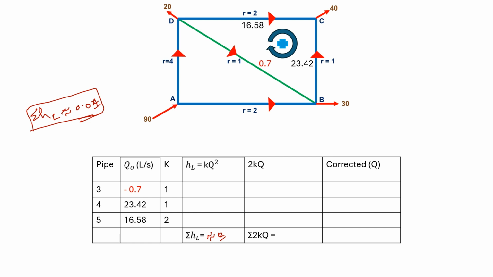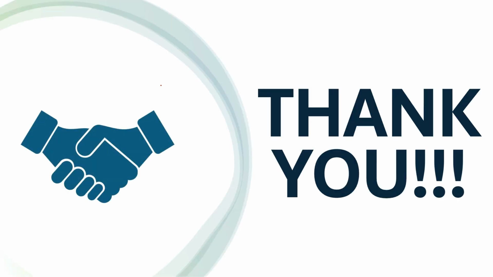our final distribution of discharges will be written like these values: 0.7, 34 or 23.42, 16.58, 52.72, and this was 37.28. This may take 3 or 4 trials to complete your question. So this is all about the Hardy Cross method for pipe networks.